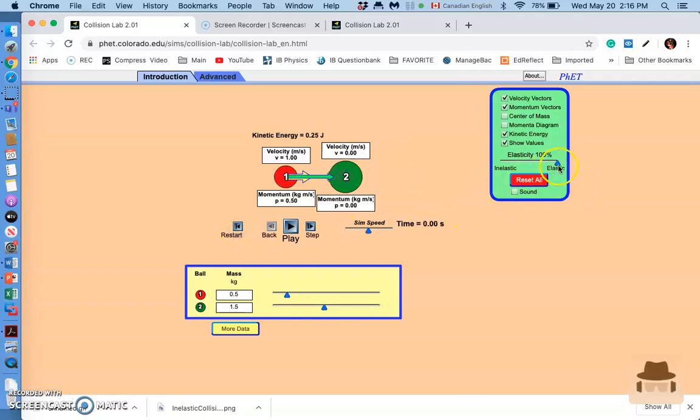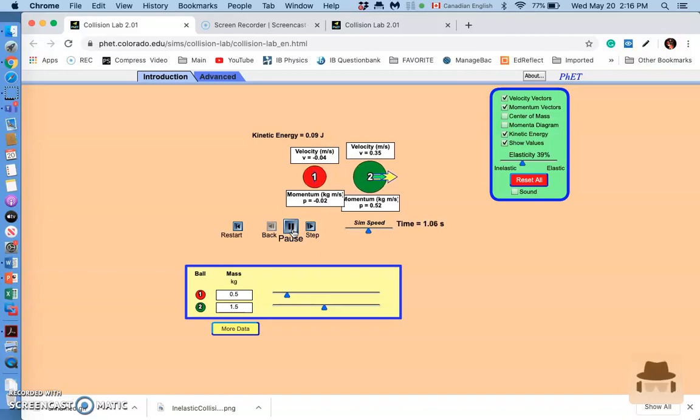Now, if I make it in between, not perfectly elastic, what will happen if I hit the play button? You see what happened? This one continued moving, and this one stopped with a little deformation, a little dent, and I have a loss in kinetic energy. So kinetic energy, again, is not conserved, but the momentum stays the same.